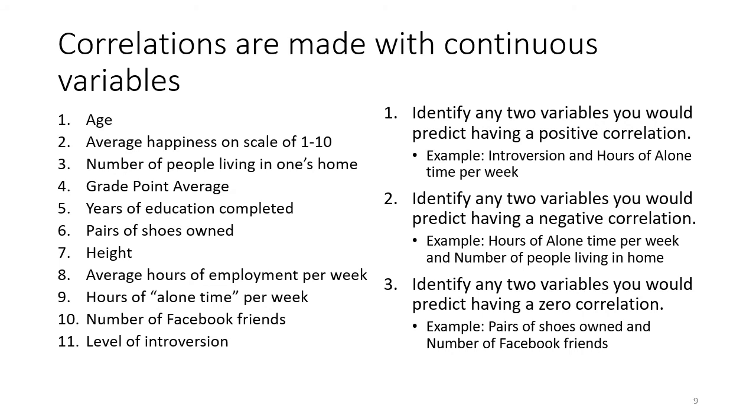And finally, identify any two variables you would predict having a zero correlation, meaning they have nothing to do with each other. I put on here the number of pairs of shoes owned and the number of Facebook friends. I just really don't think that those two variables have anything to do with each other. Can you detect any of these variables from the list that you think are unrelated or have a zero correlation?